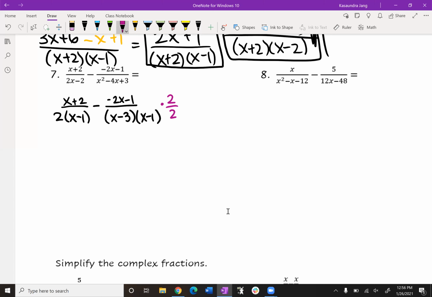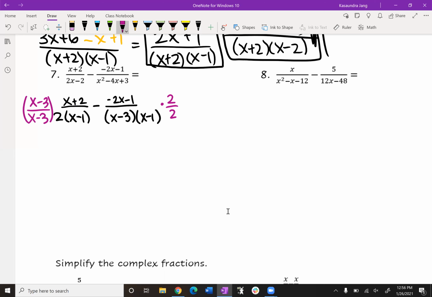Oh, the x minus 3. So 2's are the same. X minus 1's are the same. The thing that's not the same is the x minus 3. Okay. So we got to multiply this by my x minus 3 over x minus 3.